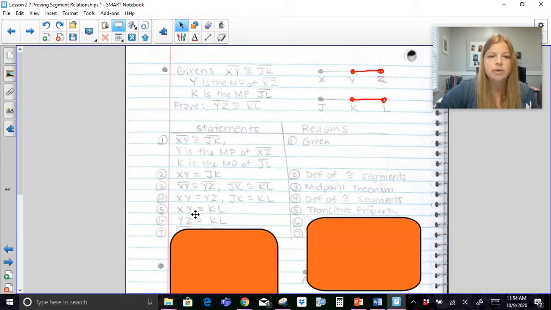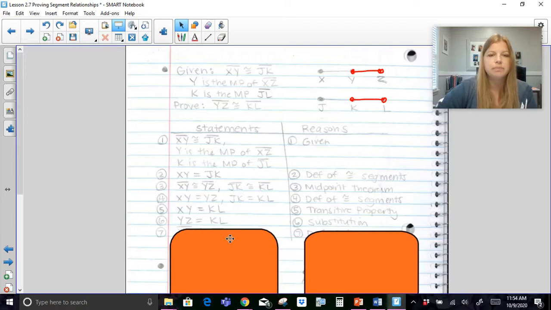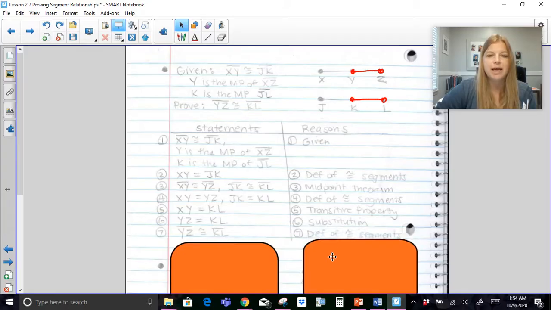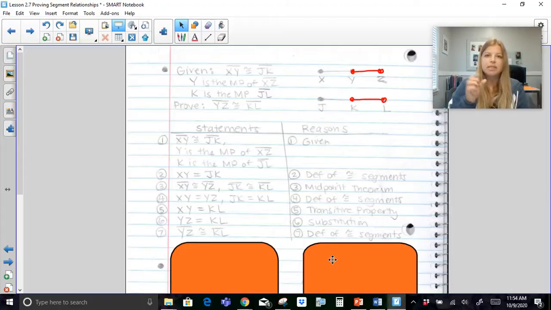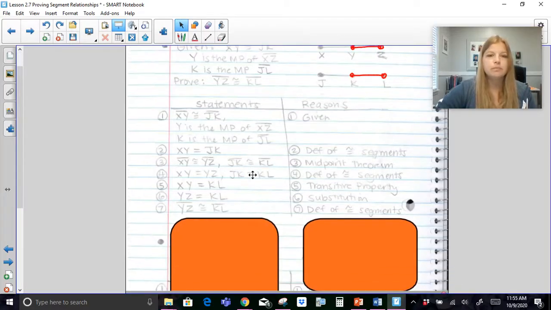We can also then say that YZ is equal to KL. Okay, so since XY is equal to KL and XY is equal to YZ, then YZ is equal to KL. That would be my substitution. I can replace them. And then last step, segment YZ is congruent to segment KL, and that is definition of congruent segments. You may have done things in a little bit of a different order or match things up a little bit differently, but overall it should be the same general idea.